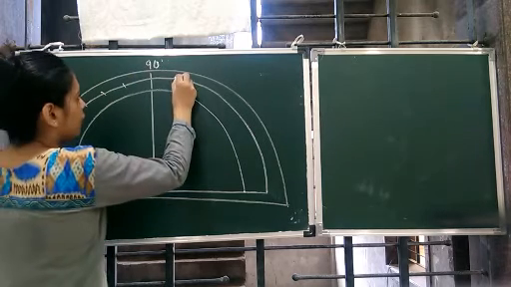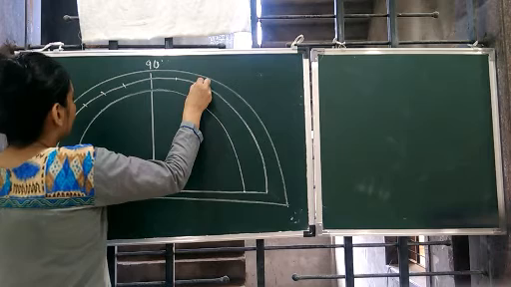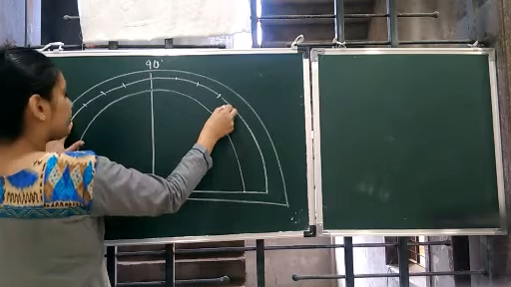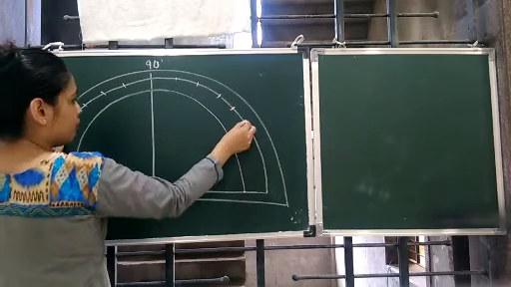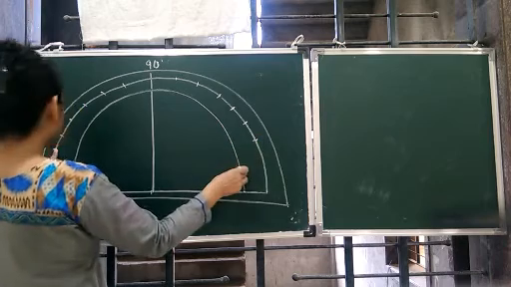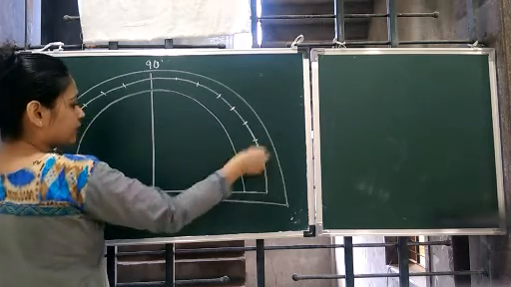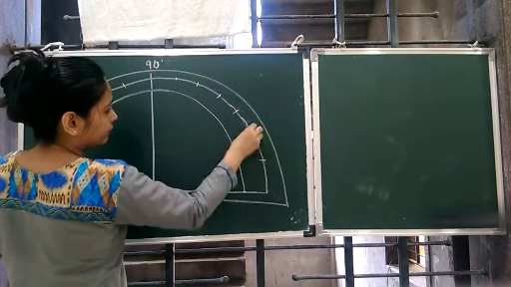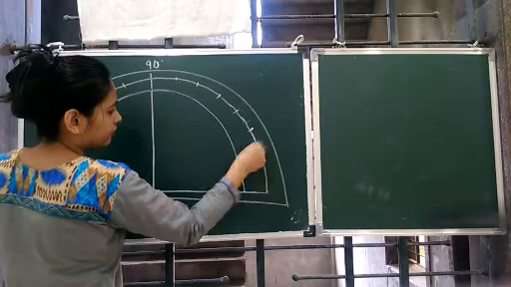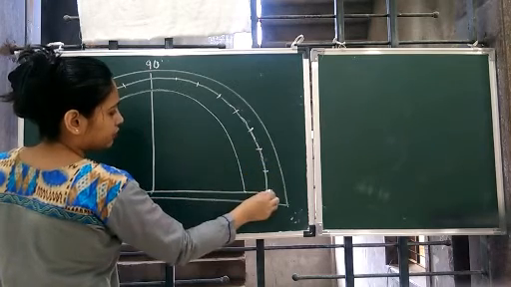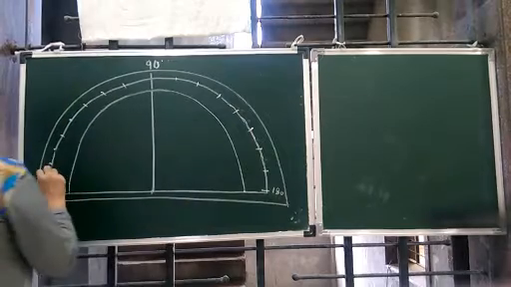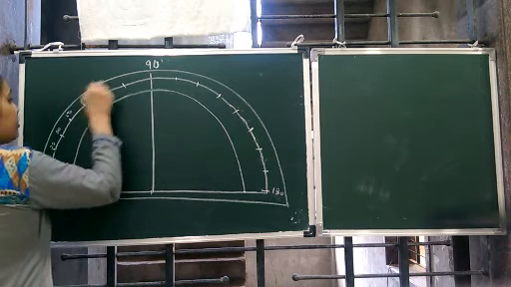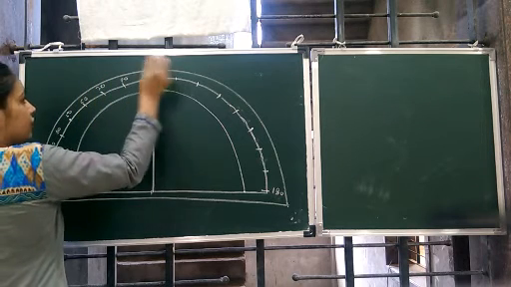Okay. Then here 110, 120, 130, 140, 150, 160, 170. This became a bit too much, sorry, it should have been a little lower. And this is 180. Okay. So 0, 10, 20, 30, 40, 50, 60, 70, 80, 90.